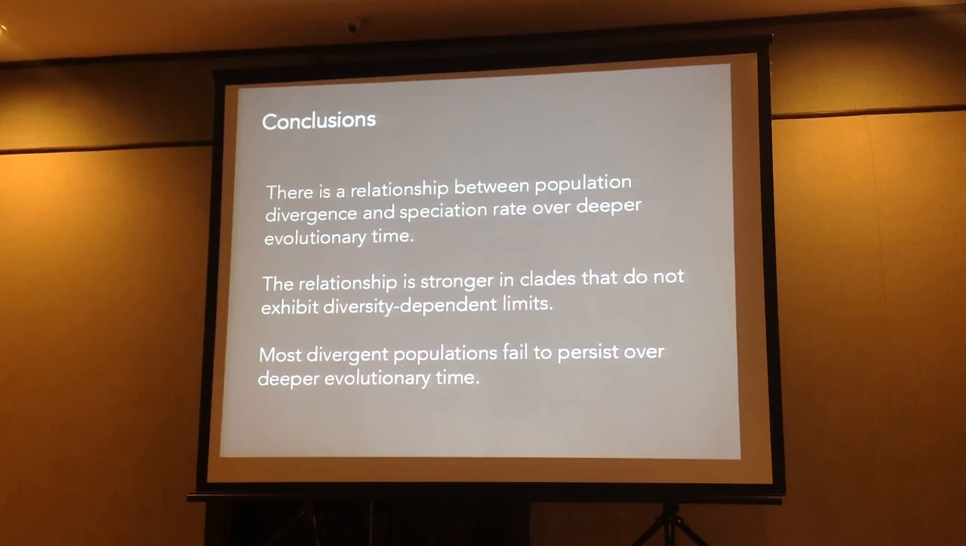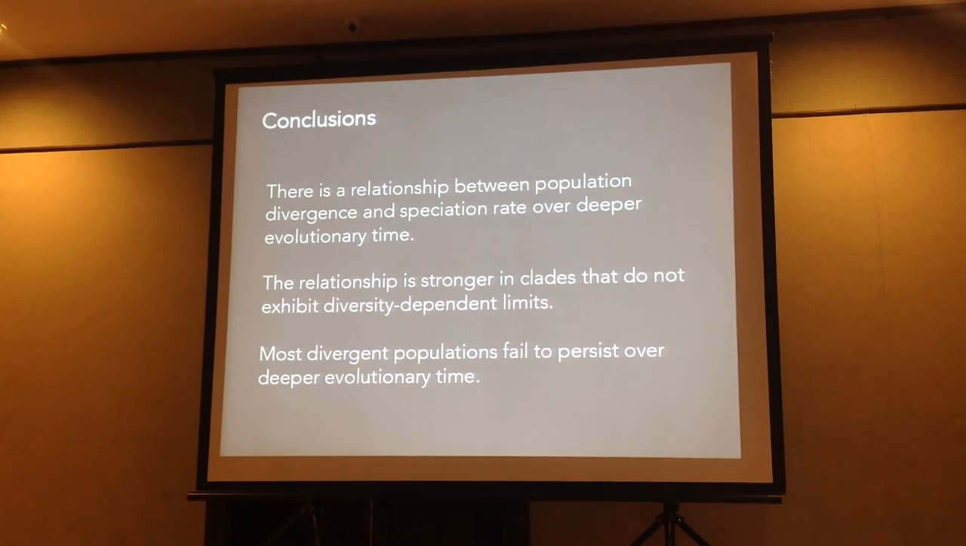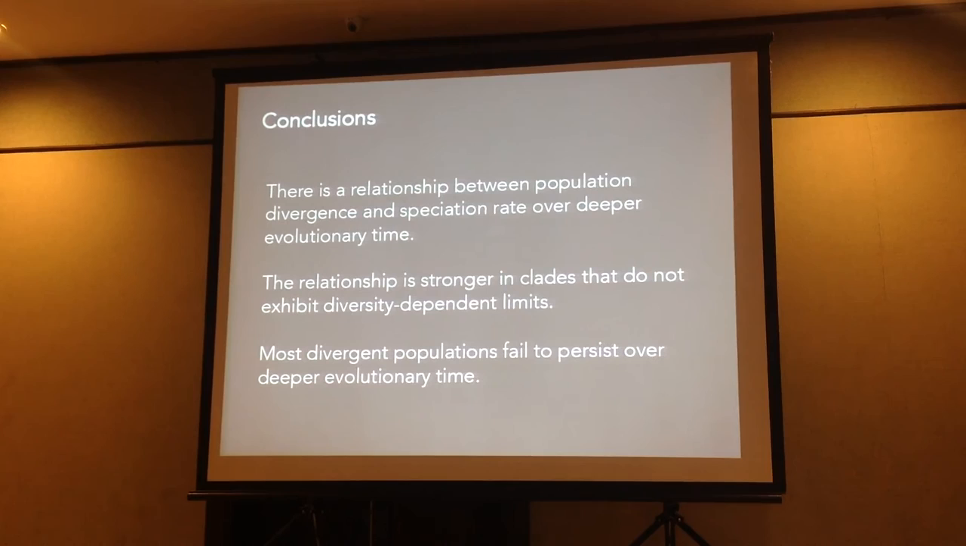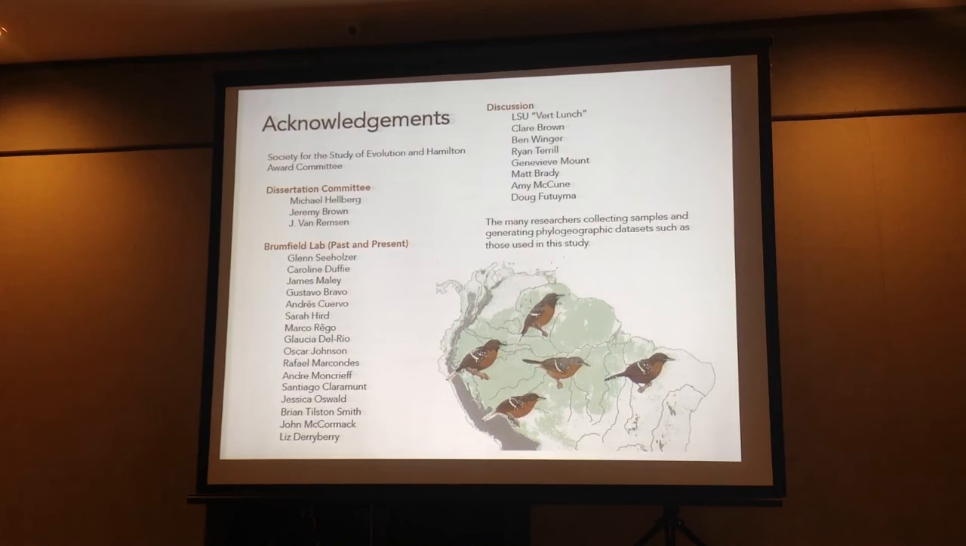So in conclusion, there is a relationship between population divergence and speciation rate over deeper evolutionary time. The relationship is stronger in clades that do not exhibit diversity dependence or do not appear to have reached ecological limits. Most divergent populations appear to fail to persist over deeper evolutionary time. They appear to be ephemeral. And I have a lot of people to thank, and I think that's a good amount of time for questions.